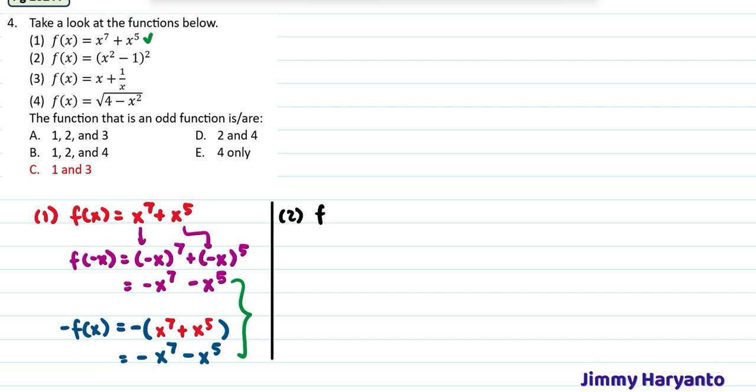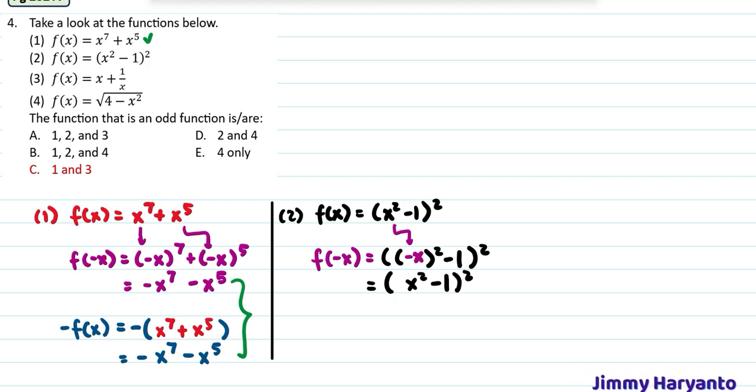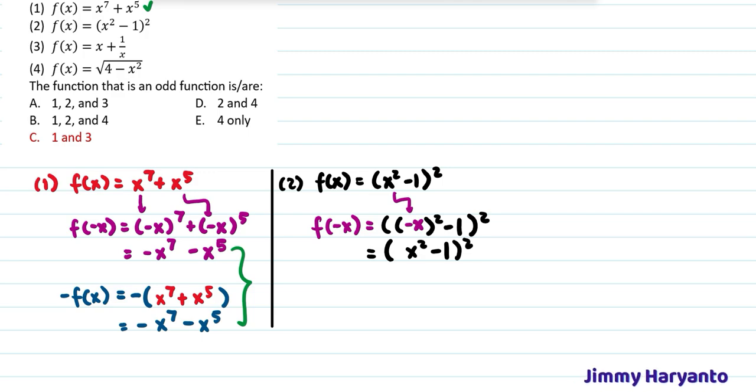The second one is f(x) equals (x squared minus 1) squared. Let's prepare the f(negative x) first. That means open brackets, negative x, and then close the bracket squared, minus 1, squared. You replace this x with negative x, and then you calculate. So negative x squared will be x squared, the same as this. This is the f(negative x). We cannot simplify it anymore, so just leave it like that.